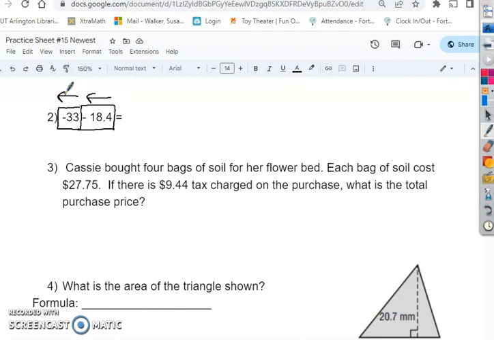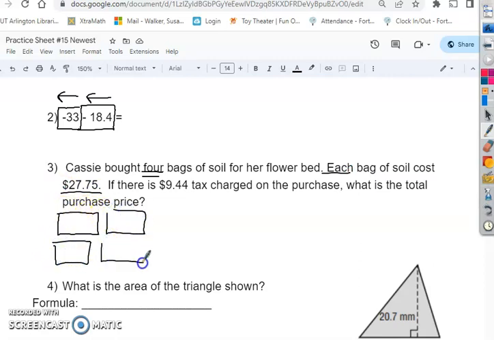Number 3, Cassie bought 4 bags of soil for her flower bed. Each bag of soil costs $27.75. So I have 4 bags, 1, 2, 3, 4. Each one is $27.75, my bad. So I can put that in each one of these. Hopefully you know that means we're going to multiply 4 by this number.